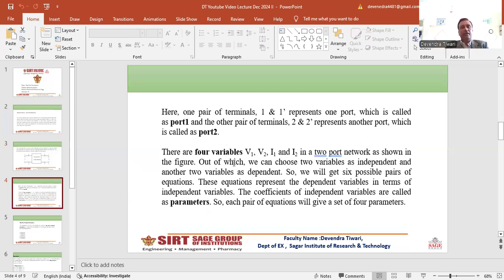So there are four variables V1, V2, I1, I2 in a two-port network as shown in the previous figure, out of which we can choose two variables as independent and another two variables as dependent. So we will get six possible pairs of equations. These equations represent the dependent variables in terms of independent variables. The coefficients of independent variables are called parameters. So each pair of equations will give a set of four parameters. Now moving to next slide.